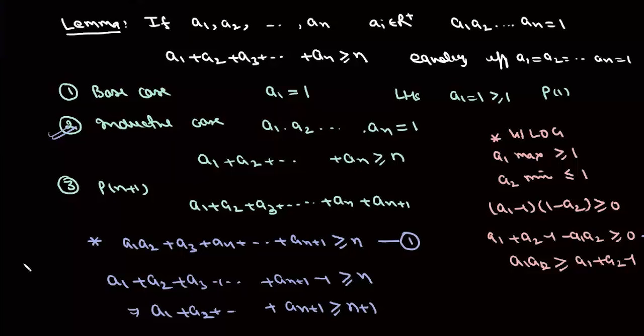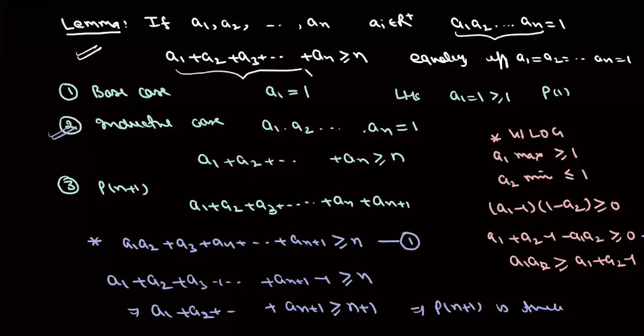That means Pn plus 1 is true. This proves our result. So we have proved this result that if we have n positive numbers such that their product is equal to 1, then their sum will always be greater than or equal to n. Now we'll prove AM is greater than or equal to GM using this lemma.